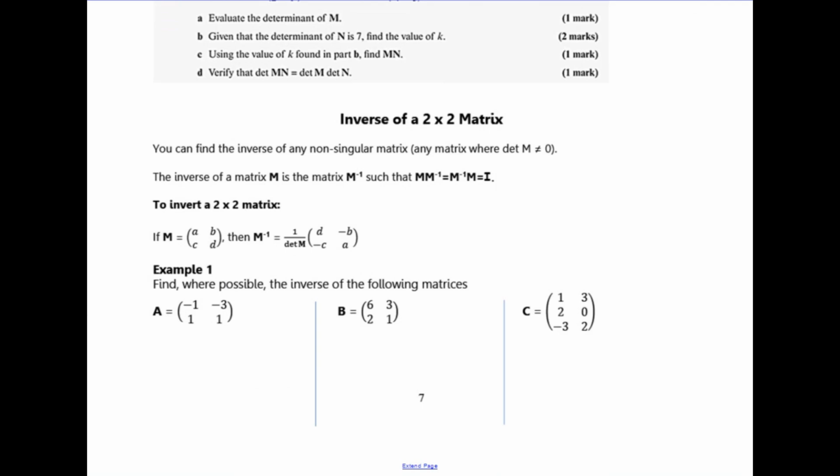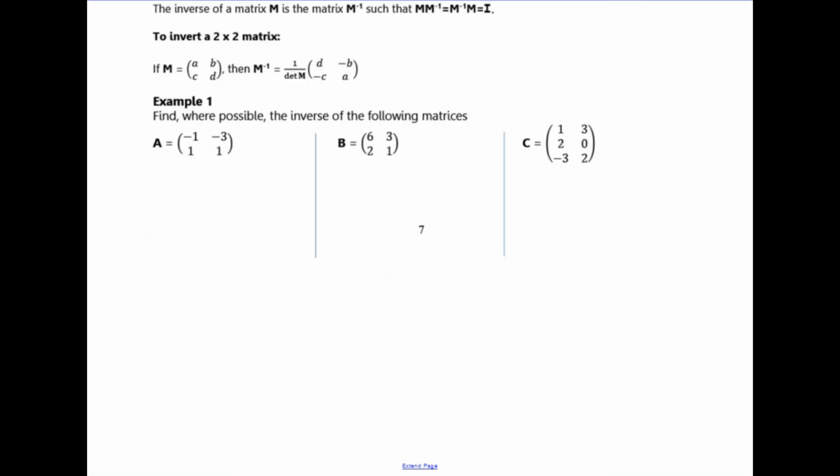Next thing to look at is finding the inverse of a 2 by 2 matrix. So the inverse of a matrix is a matrix that if you multiply it by the original one, you will get the identity matrix. Essentially the opposite, they cancel each other out essentially. For a 2 by 2 matrix, to calculate the inverse, you first need to work out the determinant, and then you do 1 over the determinant on the outside. You swap the elements in the leading diagonal, so AD becomes DA, and then you minus the elements on the other diagonal.